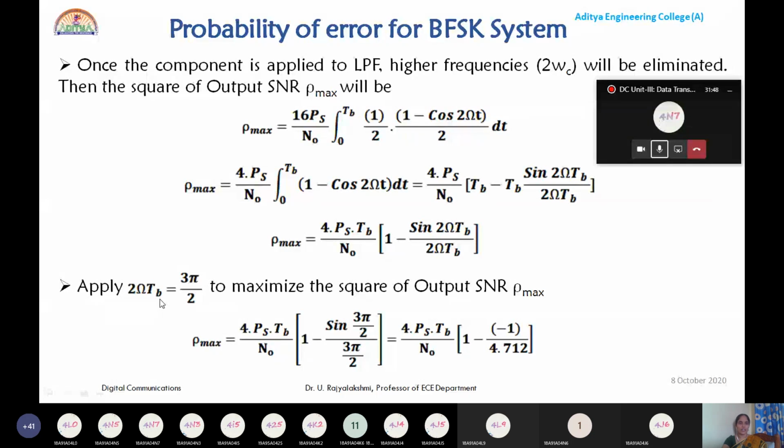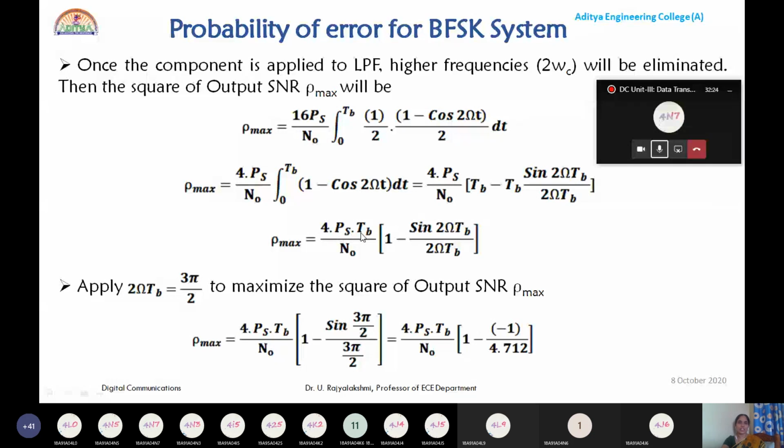Now please apply 2 omega TB as 3 pi by 2. Why are we replacing 2 omega TB as 3 pi by 2? Because once you do that, you can maximize the square of output SNR. Here, in order to take TB as common, we represented TB in the denominator. If you multiply these two, TB gets cancelled and you will get the integration of cos 2 omega t directly.